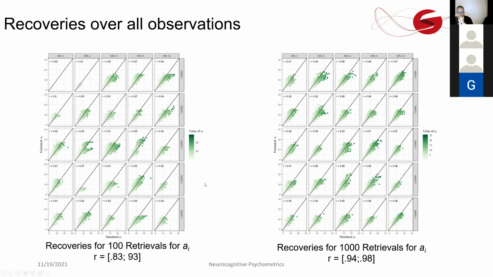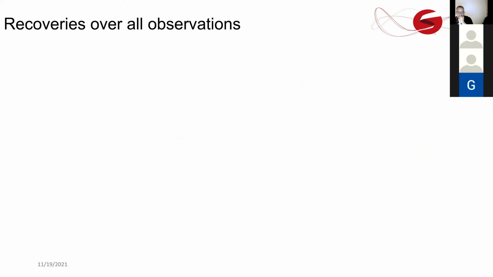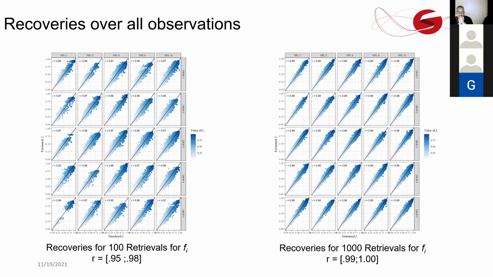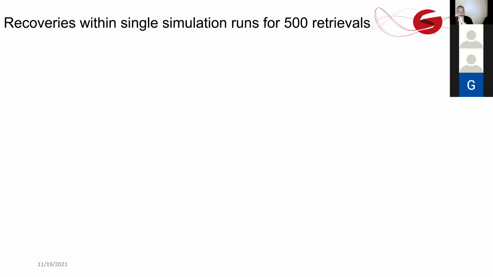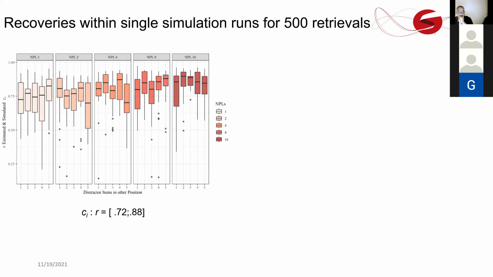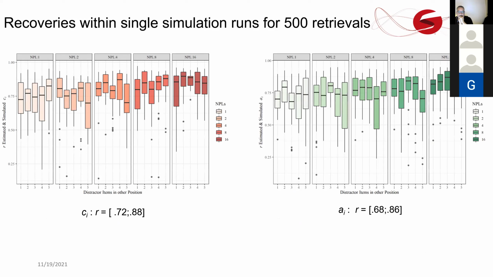What is really interesting is the F parameter, which is basically recovered perfectly. So we have correlations of 0.99 and 1, or 0.95 and 0.98. But this parameter has more degrees of freedom, so it should be logical that this parameter will be recovered more perfectly. And this is now really interesting because this is a simulation run with single correlations in a single simulation run, or over all single simulation runs, not the correlations over all simulation runs.